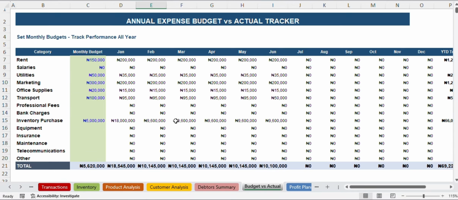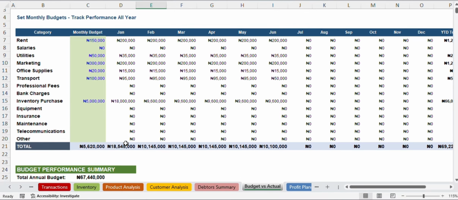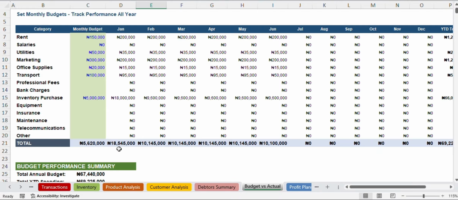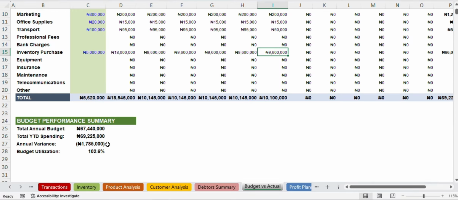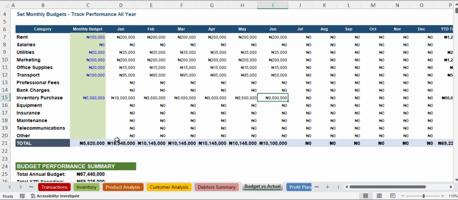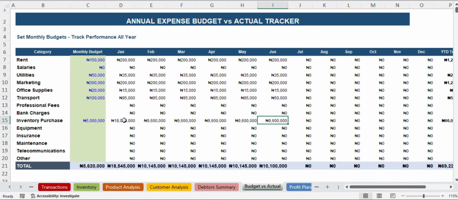When you now begin to say, in January, how much do we spend? In January, we spent 18 million in a month. How many? Then you see, oh, inventory purchase. Okay. This one, you budgeted. So you see that you budgeted an inventory of 5 million for you to spend in a month. But you ended up spending 18 million in January, 9 million in February, 9.6 million in March as well. So you see how much you kept on spending every single month. Meanwhile, your budget is this, and this has accumulated to what you currently have. So you are way over budget. So this sheet tells you where you need to start cutting down your expenses as quickly as possible.